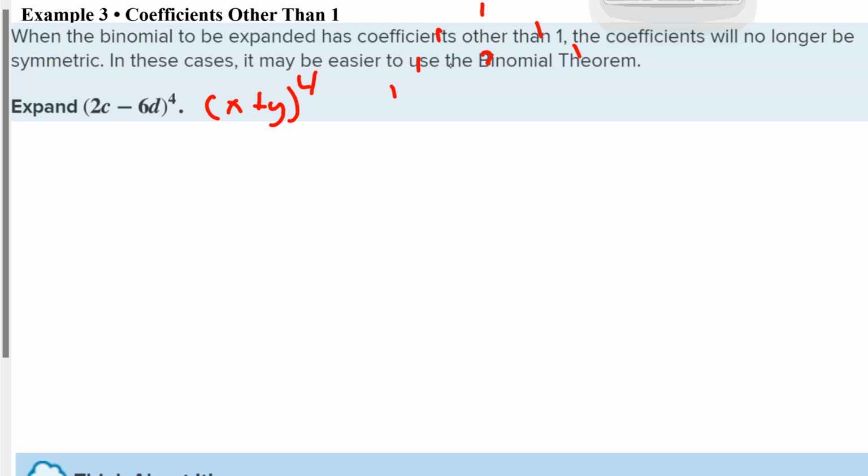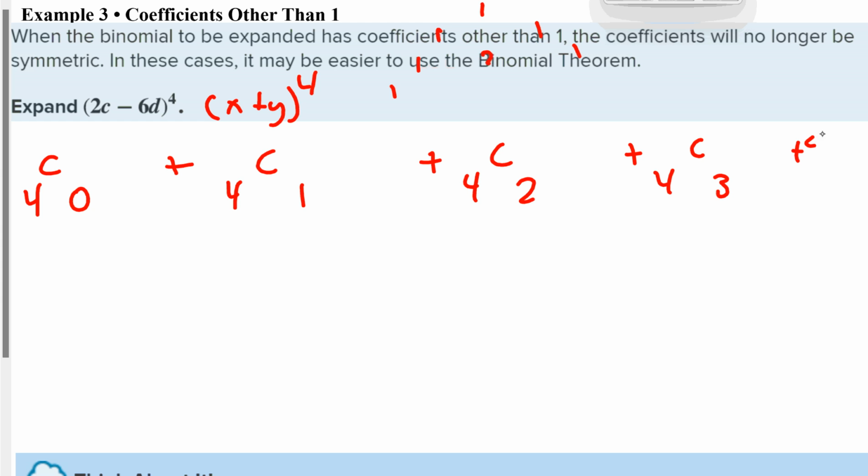The problem with that is you have to draw the triangle out. So here we could do the combinations: 4 choose 0, and then the second one, we'll give some space here, 4 choose 1, give some space here, and then 4 choose 2 plus 4 choose 3, and then 4 choose 4.